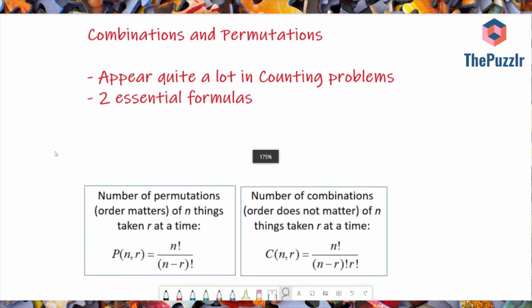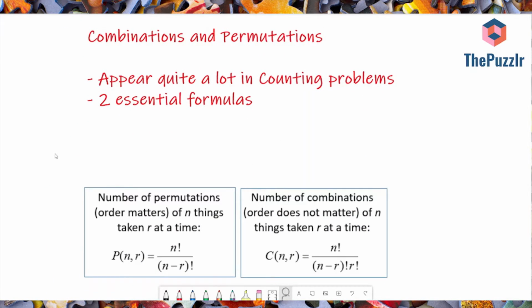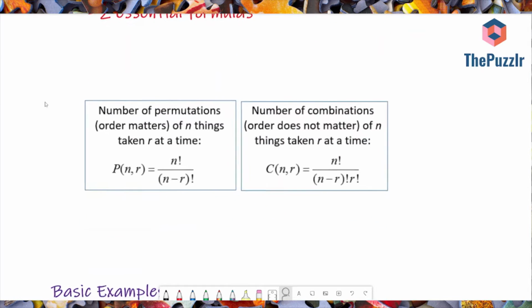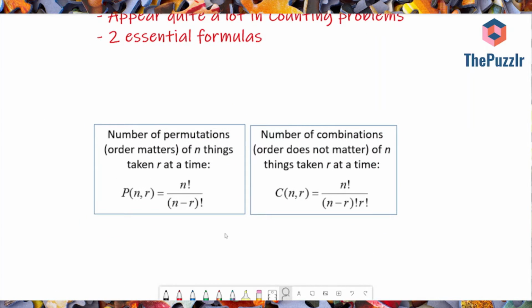Okay, this is one of the topics on the test that appears a lot. They're usually not that simple. You usually have to realize how to apply combinations and permutations, but you do need to know them for the test. They appear quite a lot in counting problems, and there's 2 essential formulas. There's the number of permutations, where order does matter, and we'll see what that means in a second. The number of permutations of n things taken r at a time is n factorial divided by n minus r factorial.